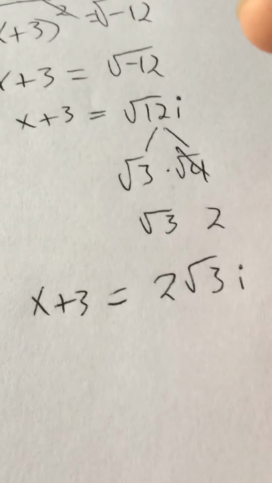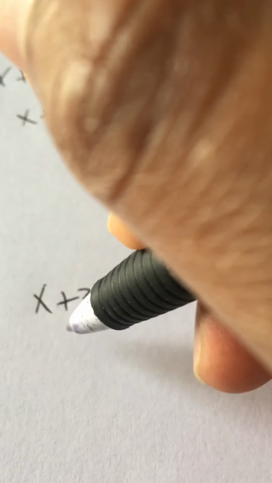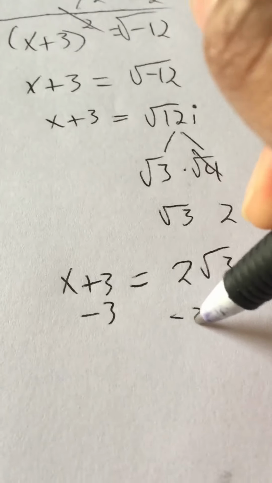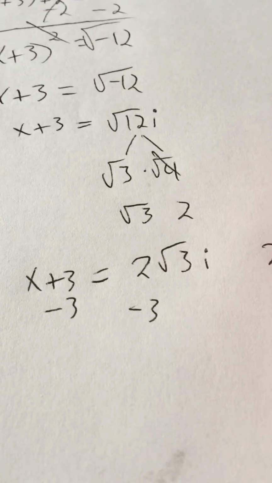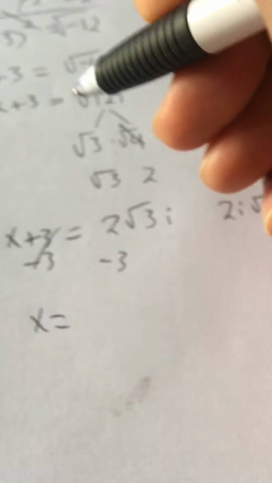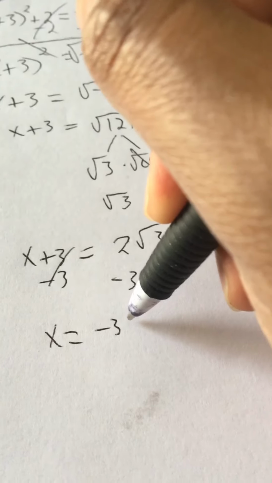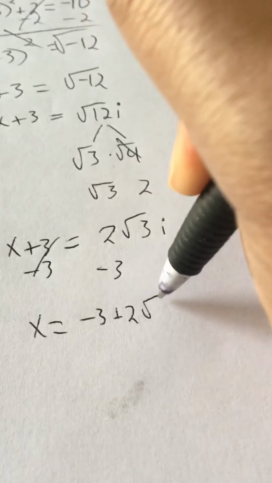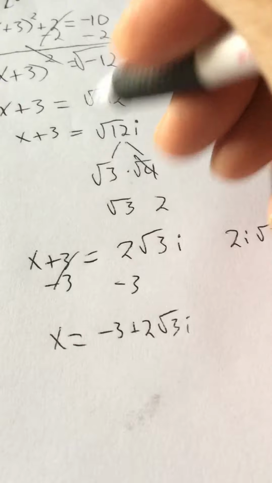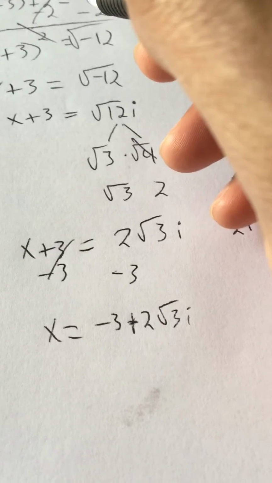We're almost done. And it looks funny. It does look funny. But our final answer, you've got to get x by itself. And right now, x isn't by itself. So the only way to do that is to subtract both sides by the 3. You see that? Subtract both sides by the 3. So that's going to leave you with x equals, you got negative 3, right? Negative 3 plus 2 times the square root of 3i. Negative 3 plus 2 times the square root of 3i. All right? So we are just about done.